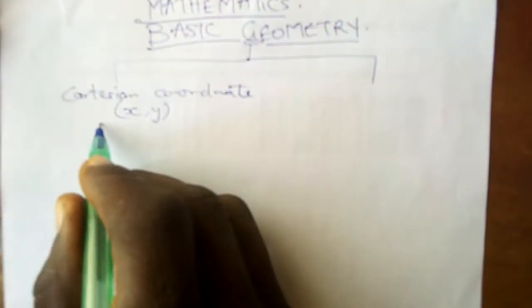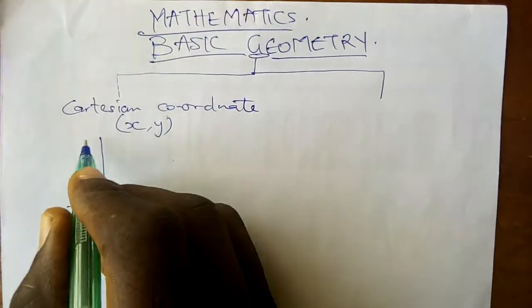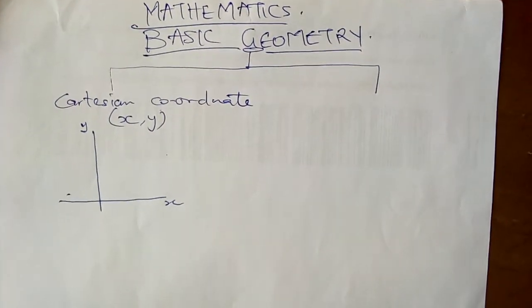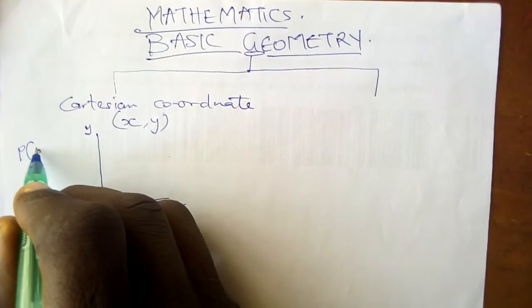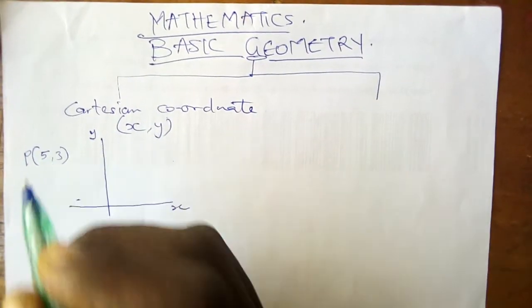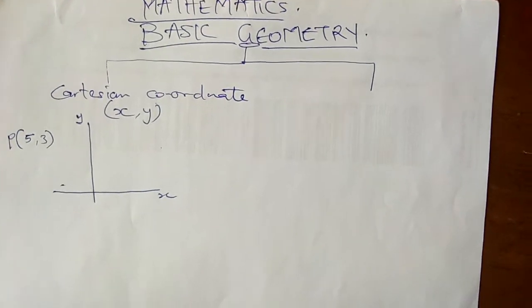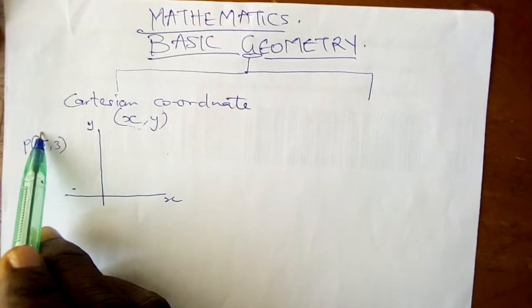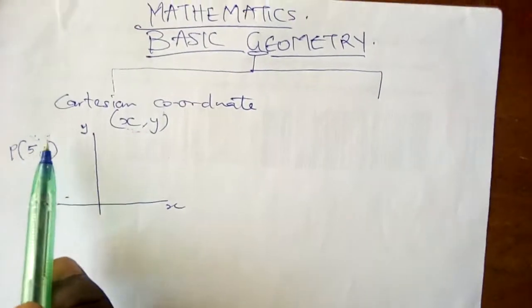For example, if you remember in your secondary school days, you have something like this: a y-axis and an x-axis. Let's say we want to locate a point, let's call the point 5, 3. They can tell you to locate this point on a Cartesian plane. This is our x and this is our y. My x is 5 and my y is 3.